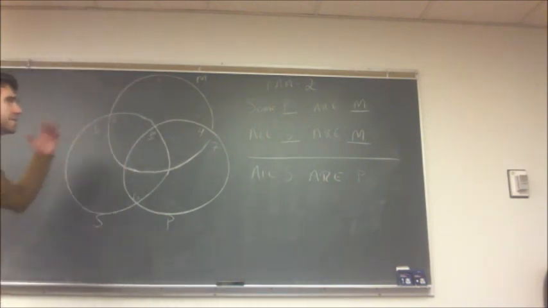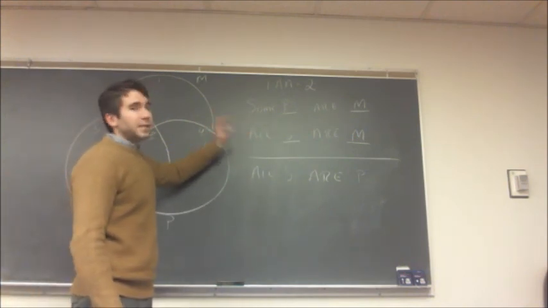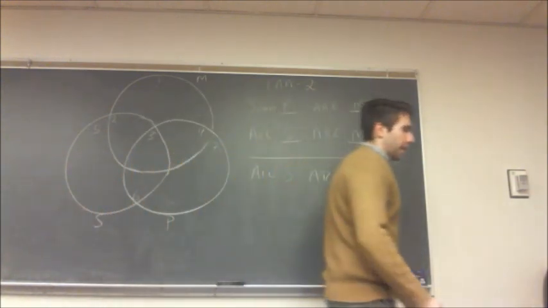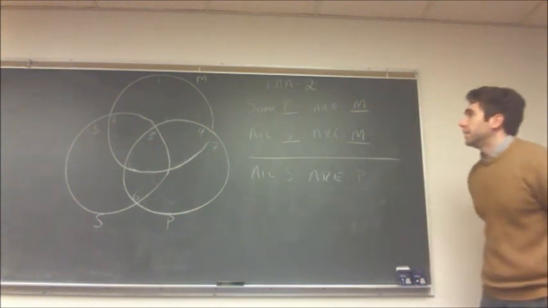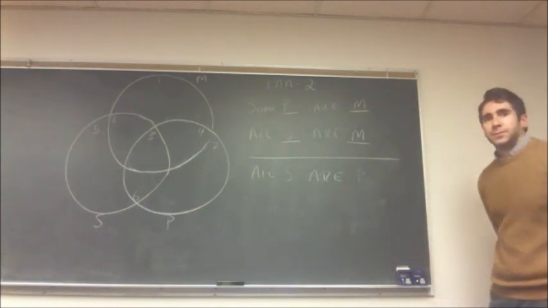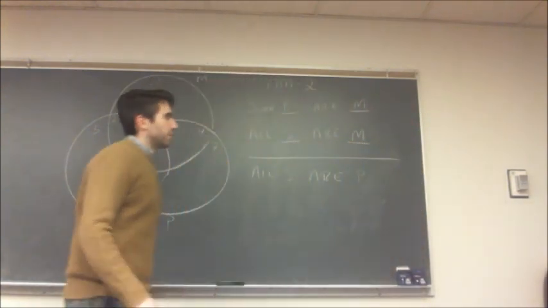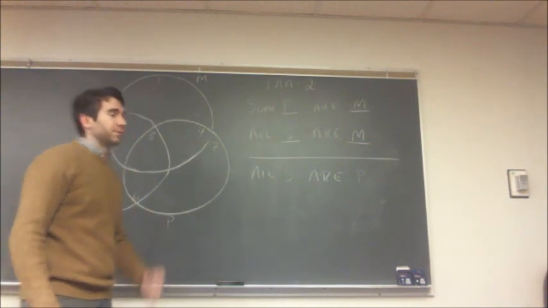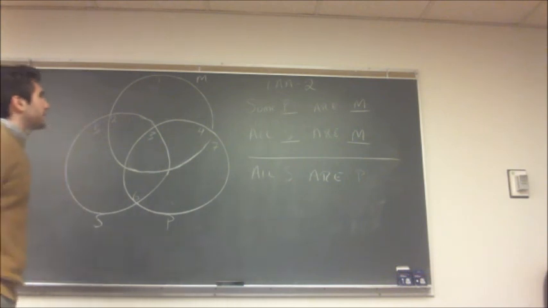Okay, so now we want to diagram this. Again, one of our premises is particular and the other is universal. So we want to diagram the universal one first. Remember, whenever you have a universal premise and a particular premise, always diagram the universal one first. If they're both particular, it doesn't matter which order you do. If they're both universal, it doesn't matter. But if they're mixed, you have to do the universal one first. Okay, so we're going to diagram our second premise first. So all S are M.